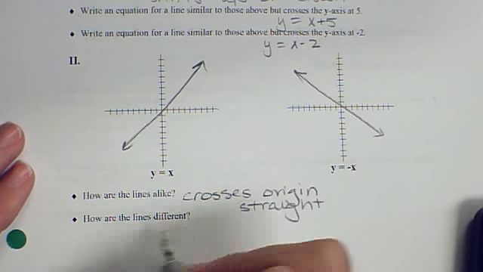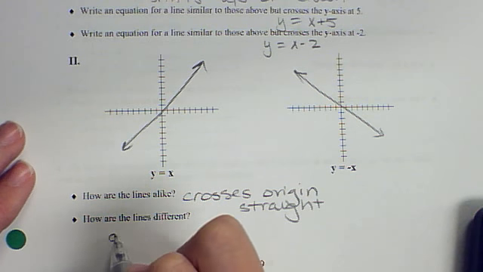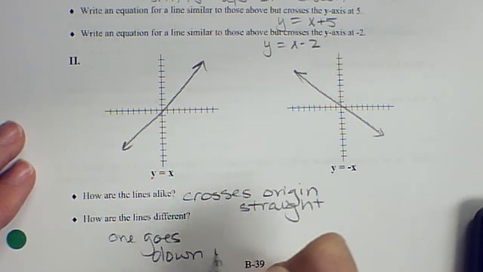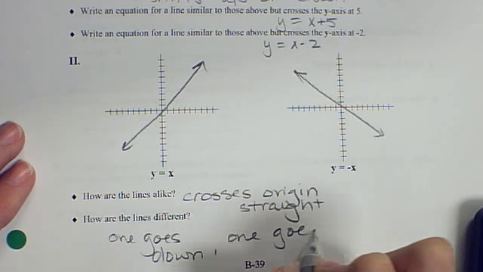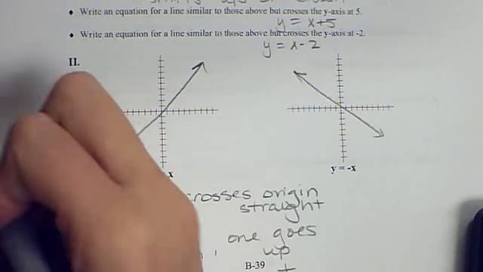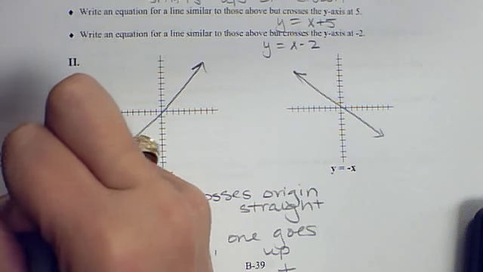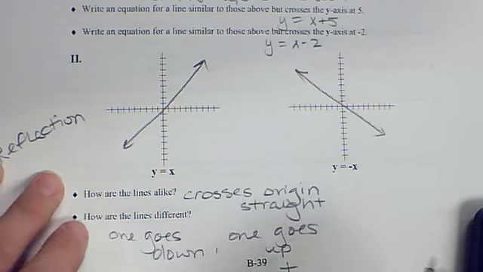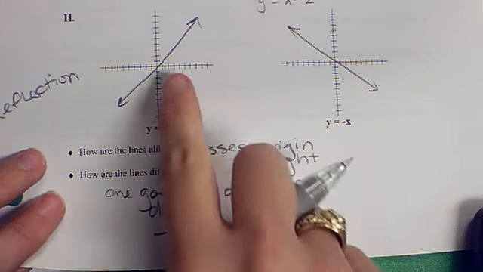It's about the same steepness, right? How are they different? One goes down and one goes up. And one is negative and one is positive, right? This is called a reflection. And a positive or negative sign in front tells me when the graph is reflected.